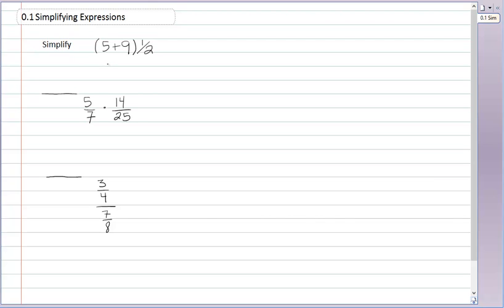Alright, in this video we're looking at expressions that involve fractions and multiplication and division. So let's start with the first one here. We have 5 plus 9 times 1/2. Now order of operations would dictate that we work out what's inside the parentheses first. So I'm simply going to say 5 plus 9 is 14.